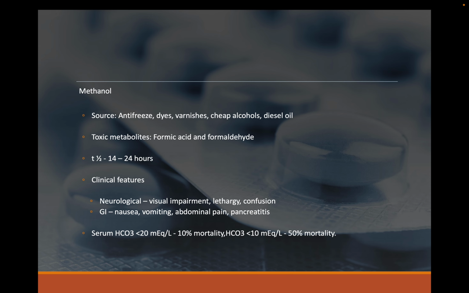So the next poisoning, methanol poisoning. We have seen methanol, which is a common coloring agent we use in spirit or something. It is in antifreeze, dyes, varnishes, cheap alcohols also. In diesel also they will mix some amount of methanol. The toxic metabolites are formic acid and formaldehyde. The half-life is generally 14 to 24 hours. They come with visual impairment, blindness or confusion, nausea, vomiting, abdominal pain, and pancreatitis.